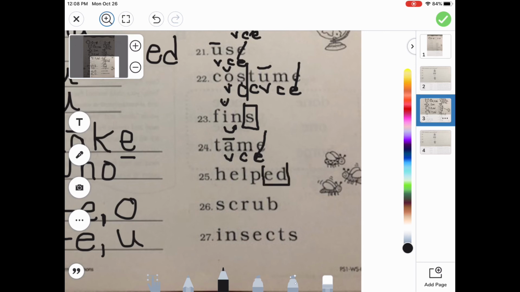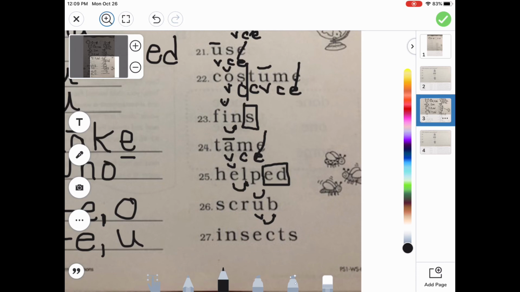All right, on 25, what do you notice? That's right, we have an ED suffix. Then we've got an E in front of the L, so the E's going to be short. So I've got help, help, and then the ED, helped, helped. So fins, tame, helped. And then on 26, my vowel is the U. It's in front of a B, so it's going to be short. I've got that SCR, and I know I can blend that together and say skr. So I've got skr-ub, scrub.